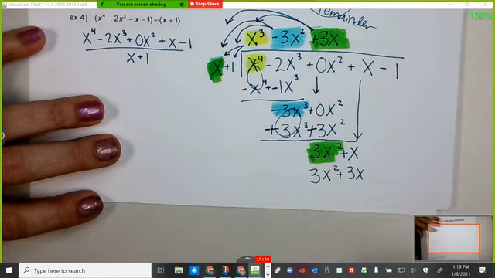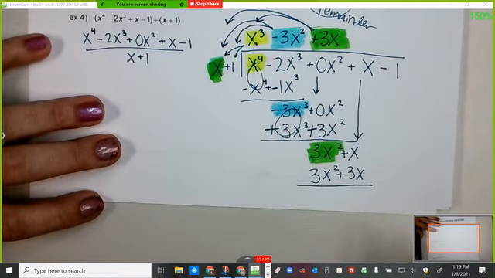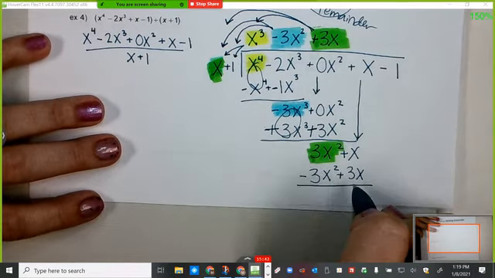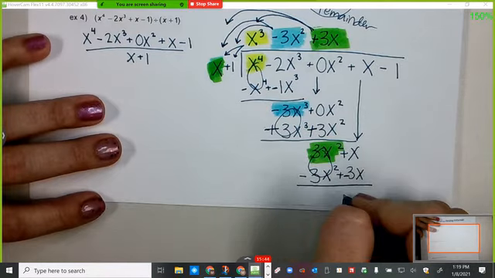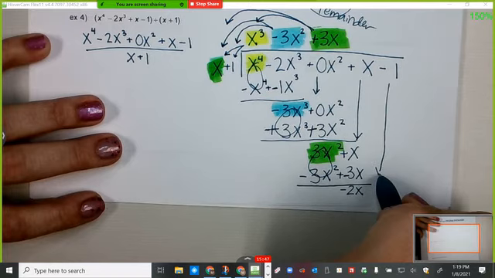We're running out of room. I write too big. Okay. Remember we're subtracting. And I get negative 2x. Bring down my negative 1.